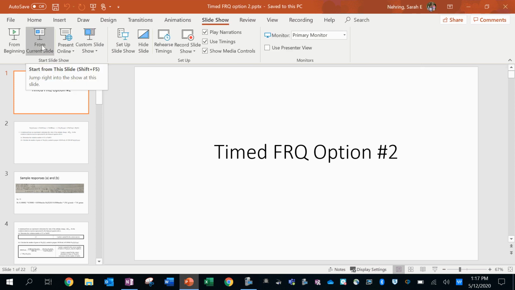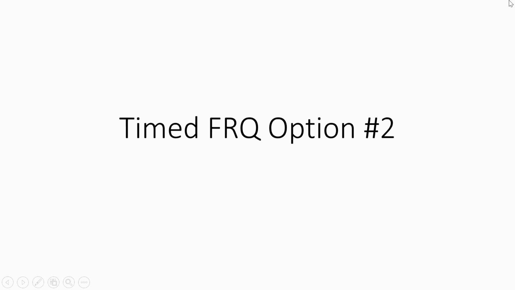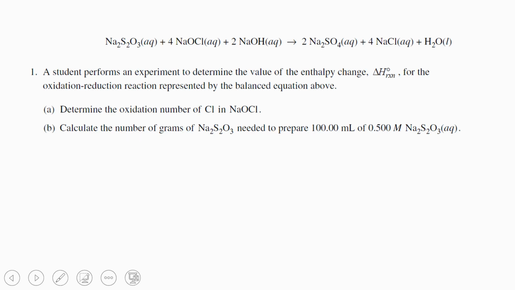All right. So in this video, we're going to talk through the answers to the timed FRQ option number 2. And if you look at this first one, 1A, we're trying to figure out the oxidation number of chlorine in sodium chloride. So I'm going to look at my rules for determining oxidation number.